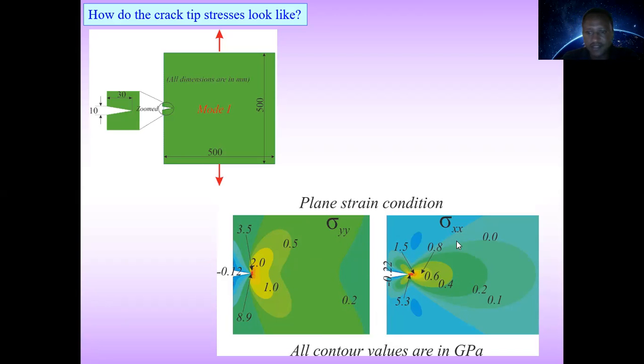Here we can also see sigma xx. Near the crack tip it is 5.3 gigapascal, then around here 1.5 gigapascal, 0.8, 0.6, 0.4, 0.2, 0.1, and 0. So this is the stress distribution in plane stress condition.